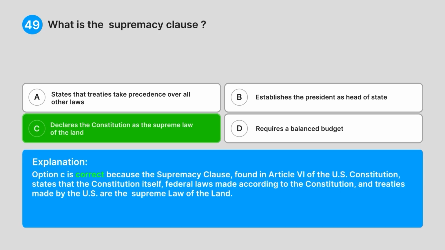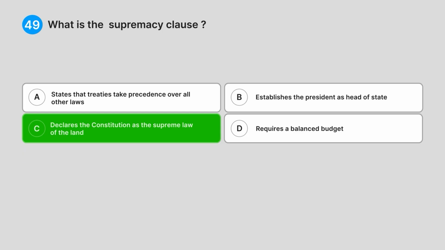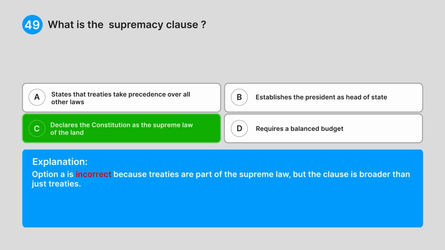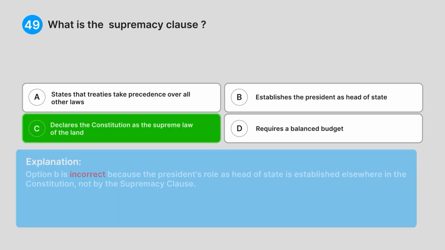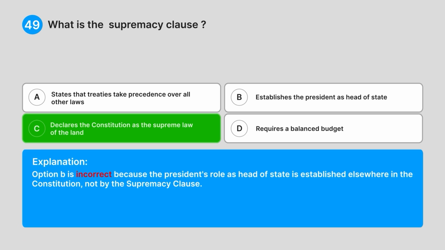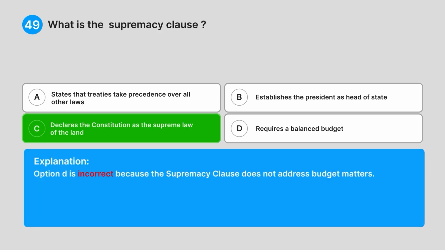Explanation. Option C is correct because the Supremacy Clause, found in Article 6 of the US Constitution, states that the Constitution itself, federal laws made according to the Constitution, and treaties made by the US are the supreme law of the land. Option A is incorrect because treaties are part of the supreme law, but the clause is broader than just treaties. Option B is incorrect because the President's role as head of state is established elsewhere in the Constitution, not by the Supremacy Clause. Option D is incorrect because the Supremacy Clause does not address budget matters.